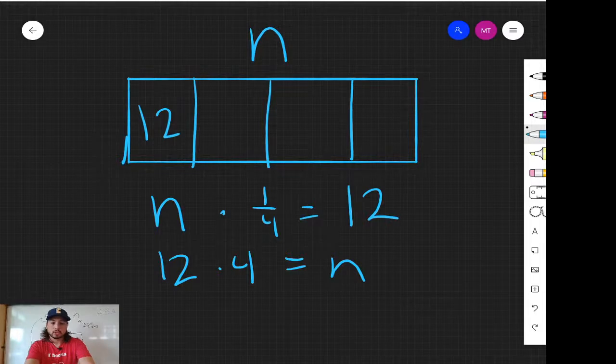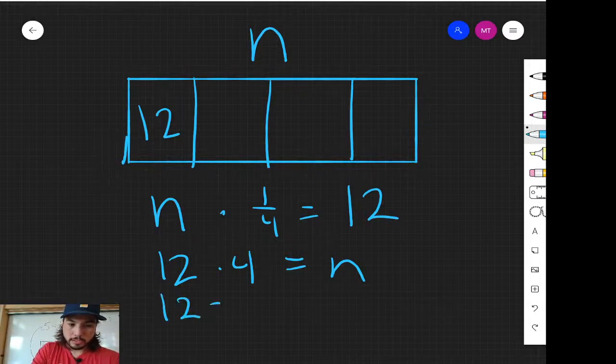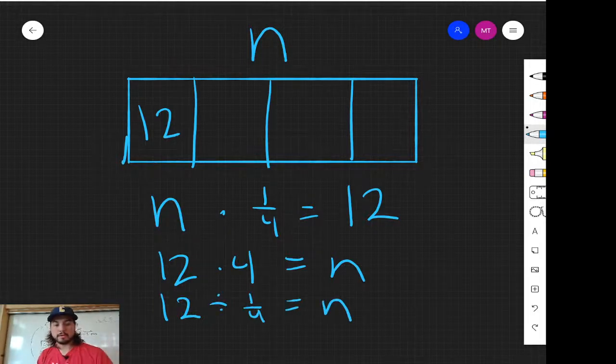I'm seeing 12 divided by 1/4 equals n. Yep, I'd agree with that. Right? You're taking your 12, and when you divide it by 1/4, you're saying, well, if 12 is 1/4 of a group, how much is the whole group? How much is one group? Just like if it was 12 divided by 4, it'd be 12 if you put it into 4 groups. How much would be in one group, right? 12, you're putting it into 1/4 of a group. How much is in one group?